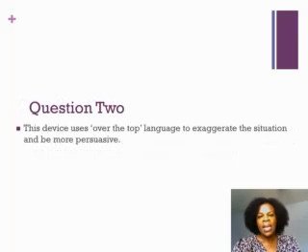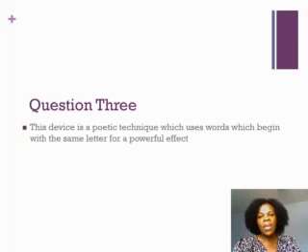Question 2. This device uses over-the-top language to exaggerate the situation and be more persuasive. What is this device? And remember, at any point, if you need to think about it, just pause the video. Question 3. This device is a poetic technique which uses words which begin with the same letter for a powerful effect. I know you know this one. Write it down.